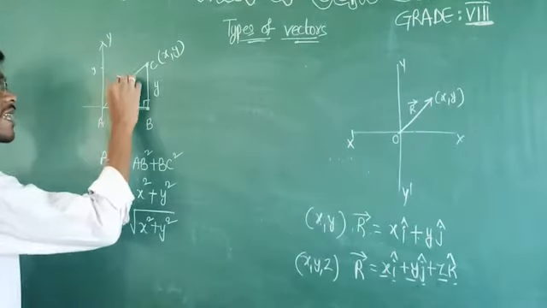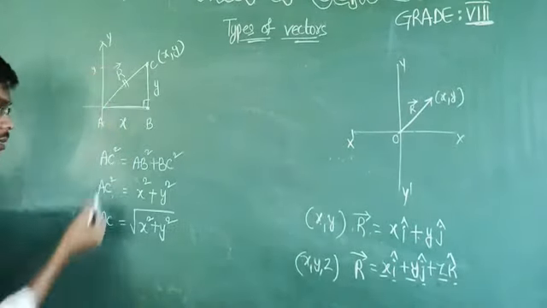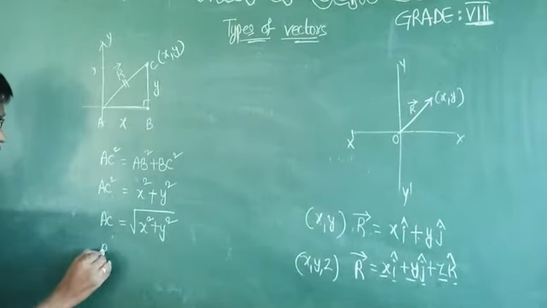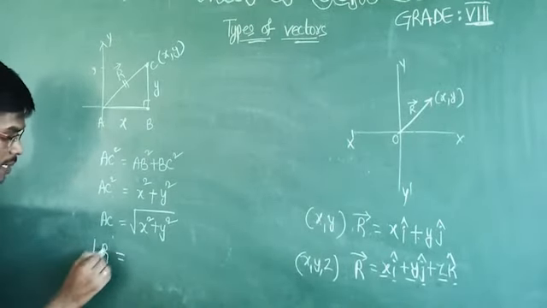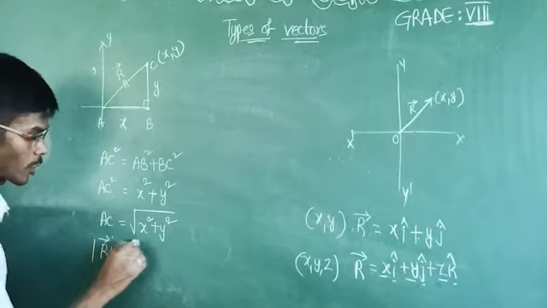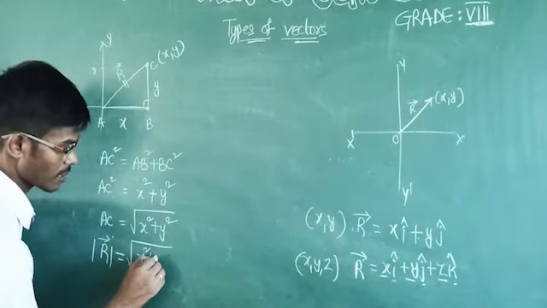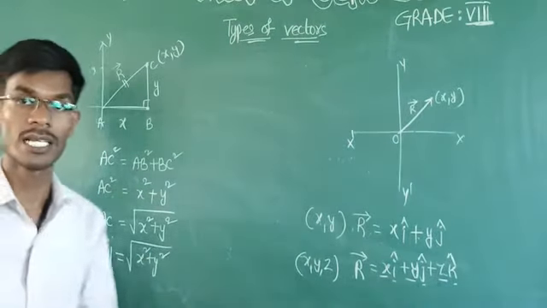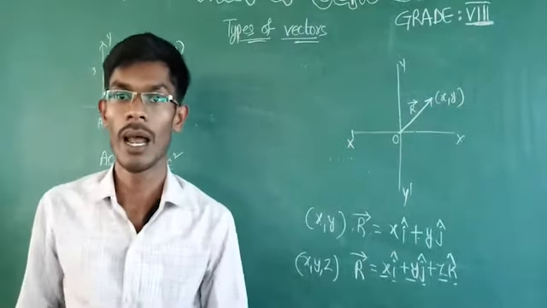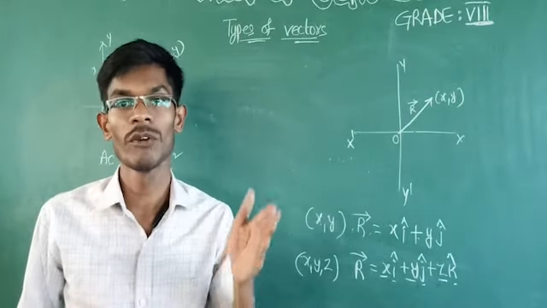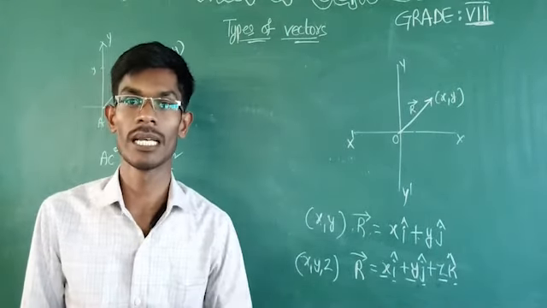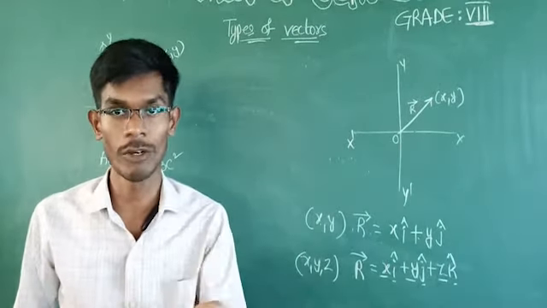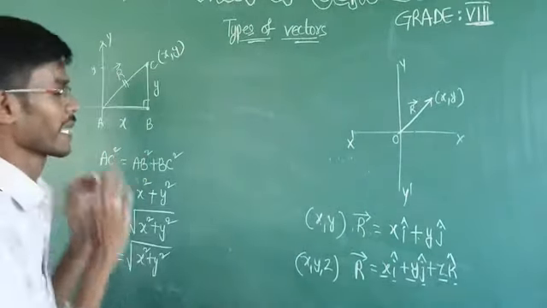So if I consider this one as R bar, then this will be the magnitude of R. Modulus of R bar can be written as root over x square plus y square. A person is moving towards the east direction and then starts moving towards the north direction. Then the displacement we can find very easily by applying the Pythagoras theorem.